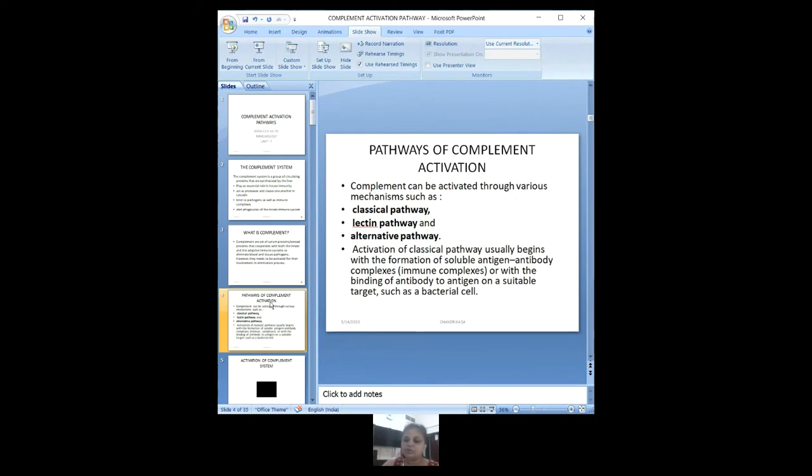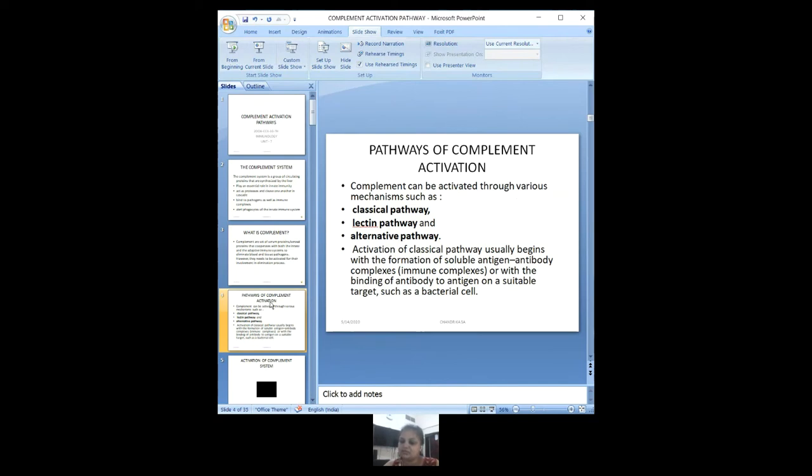Now, as I told you, the complement system needs to be activated, and depending on the components of the complement involved and the triggers or the antigens, the complement system can be divided into three different pathways. That is the classical pathway, the lectin pathway, and the alternative pathway.